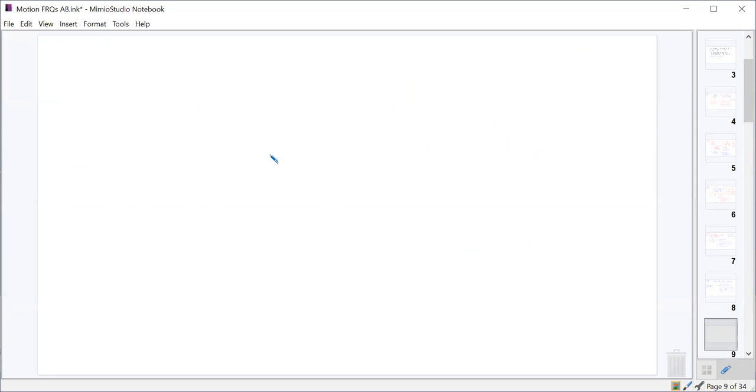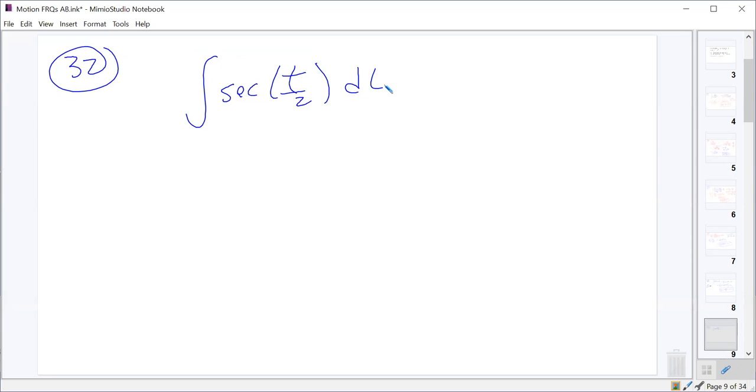Oh, now it works. Okay. 32. Oh yeah, the integral of secant of t over 2. Interesting. This is not an integral that I would expect you to see because we didn't talk about how to find the integral of secant, which is really something that only gets covered in a BC class in a second semester of calc. So I'm kind of surprised that this doesn't say BC only next to it. I'll show you guys how to do it because why not?